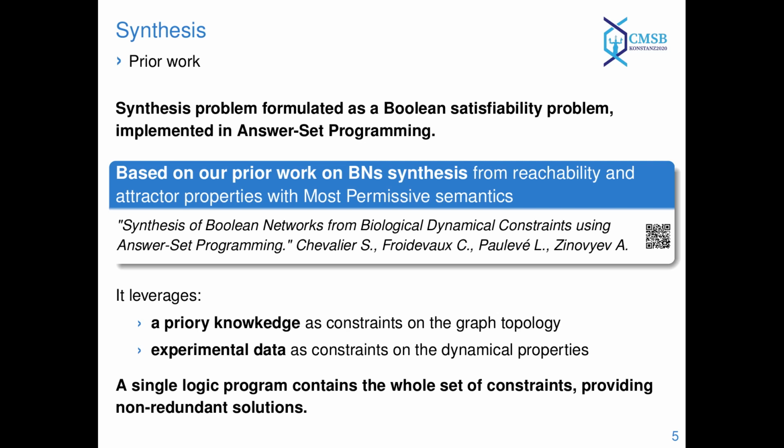This approach leverages both prior knowledge and experimental data as constraints on the graph topology and on the dynamical properties of the models. So they come from an inference graph, we have seen at the beginning of the presentation, to delimit the interactions that can be included in the models, and also from the dynamical properties of the behaviors that have to be reproduced, and which can be reachability between observations or stability of observations, and so on.